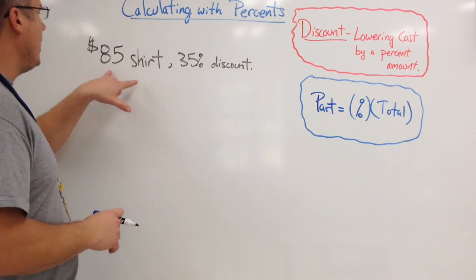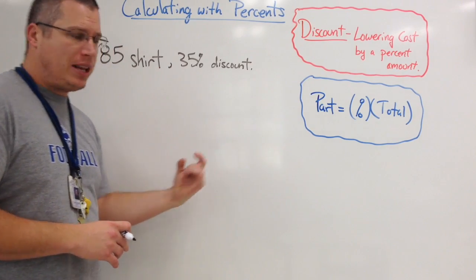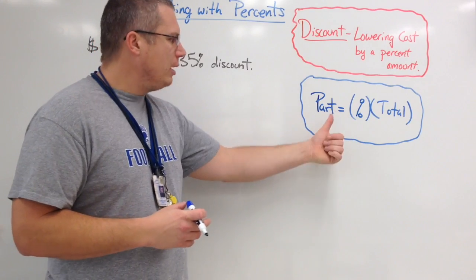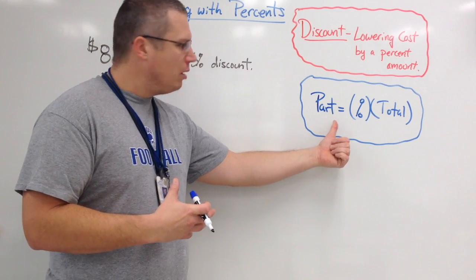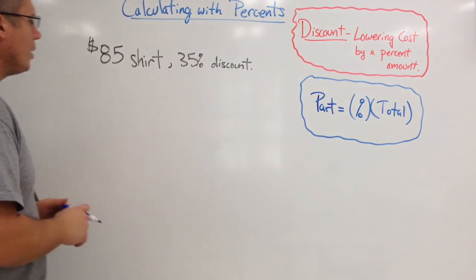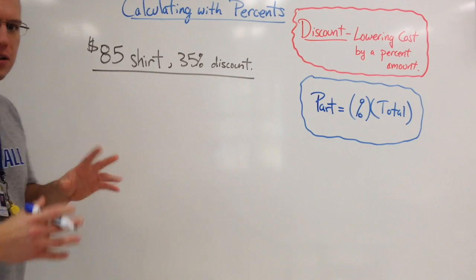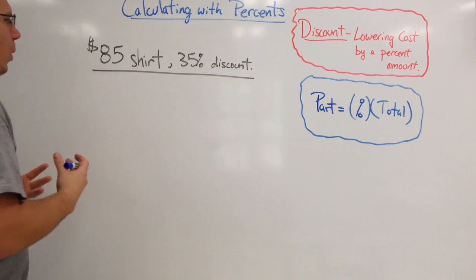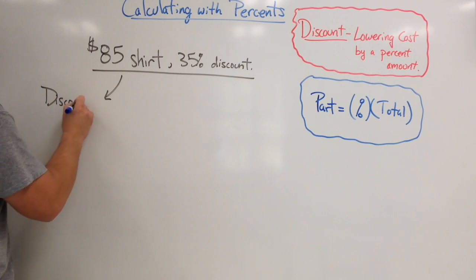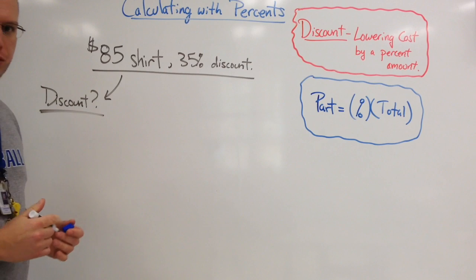What we're going to take a look at is an $85 shirt, 35% discount. So that's how much we save. And we're going to remember back, what equation do I want? I'm looking for the part, and I'm going to use my percent times the total. So I want to look at this situation, and you're going to be asked one of two things. One question you might be asked is, what is your discount amount? How much are you saving?